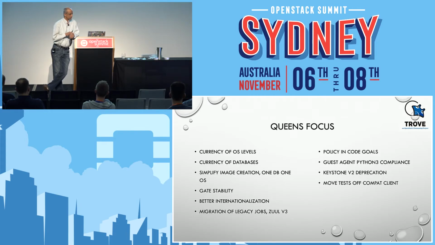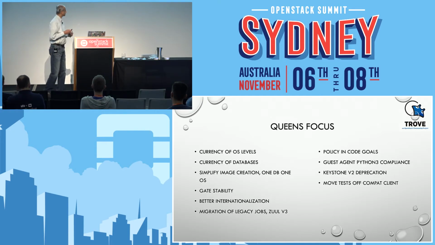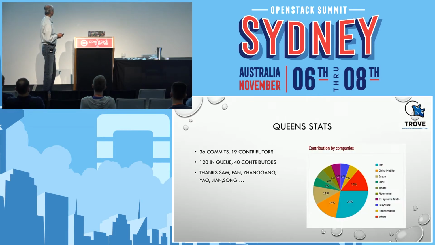Other goals, policy and code goals. Most of Trove is Python 3 compliant, but the guest agent isn't. So we're going to look at making that compliant. We had to deal with quite a bit of the Keystone v2 deprecation, though it was a series of unfortunate circumstances there as well. But that took us several weeks as well to get that sorted out. So those are the sort of focus areas for Queens.